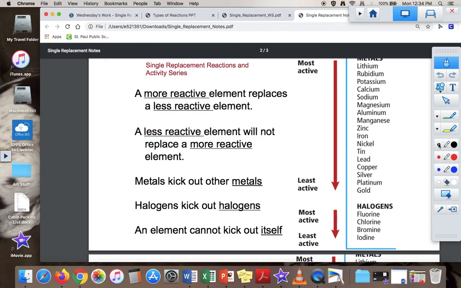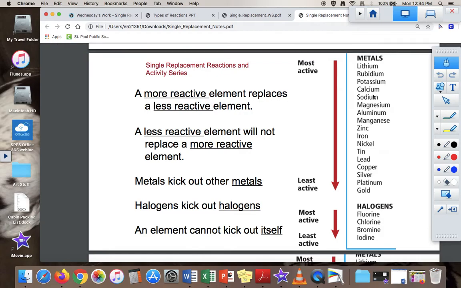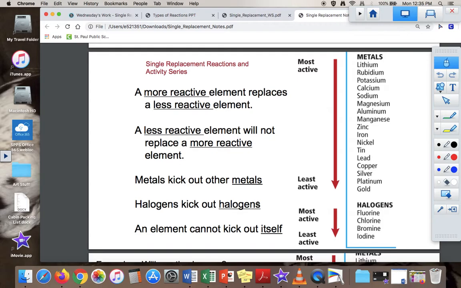Now, if you go to the top here, you'll see lithium, rubidium, potassium. These guys are super reactive. They will pretty much form a compound with anyone. So keep that in mind. Metals can only kick out other metals. So a metal can replace a metal, but they can't replace a non-metal. So you can't have two metals forming a bond. It just doesn't work that way. And if you want to get into the details of that, send me an email and I'll explain all that to you further. Halogens can kick out halogens. Elements cannot kick themselves out, so they can't boot itself out. That doesn't make any sense anyway, right?